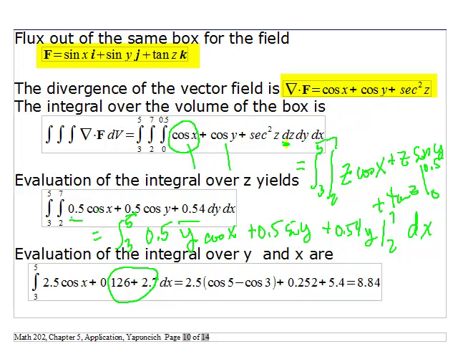Okay, so that is another example of Gauss's theorem to compute flux out of a box for a particular vector field.